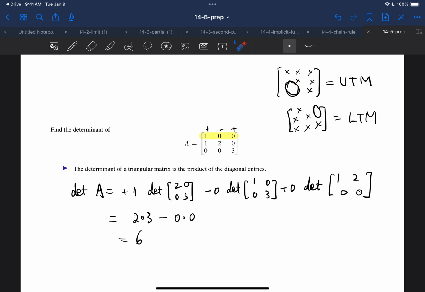So we can verify that. For A, we find this is lower triangular because the upper half gives zeros. Then if we know this trick, you can immediately multiply 1 times 2 times 3, which is 6.